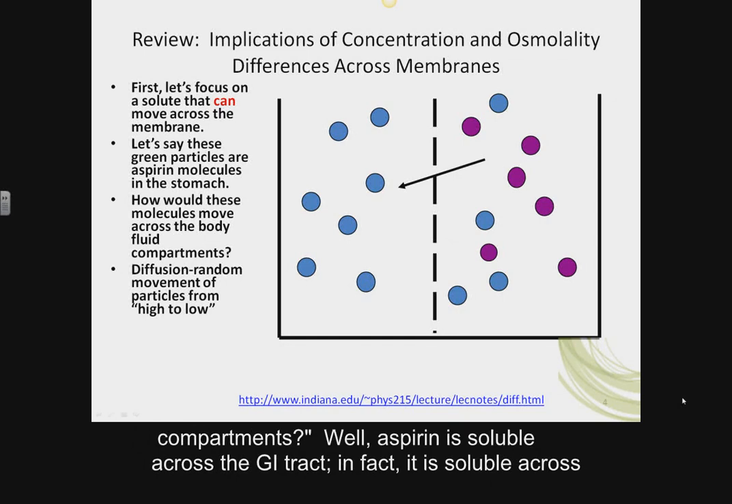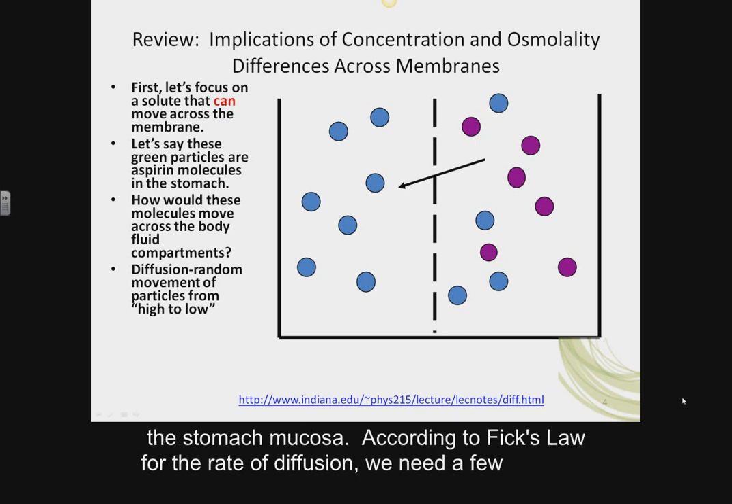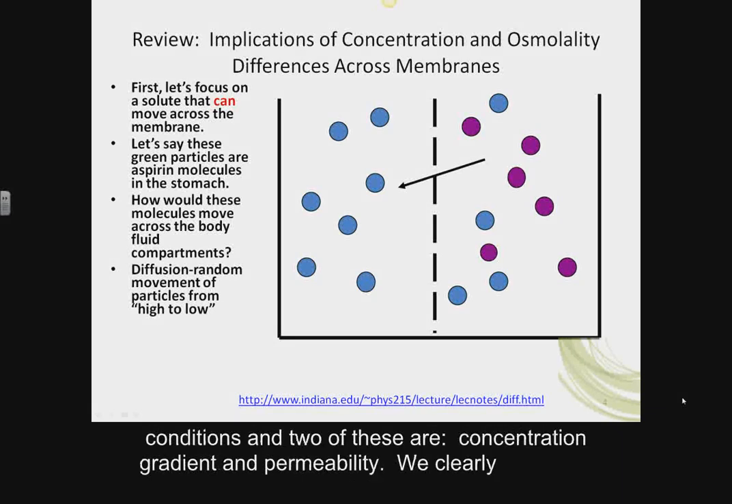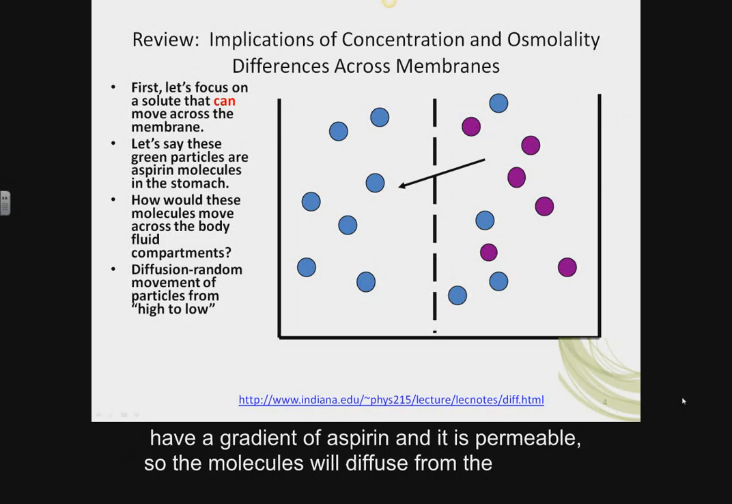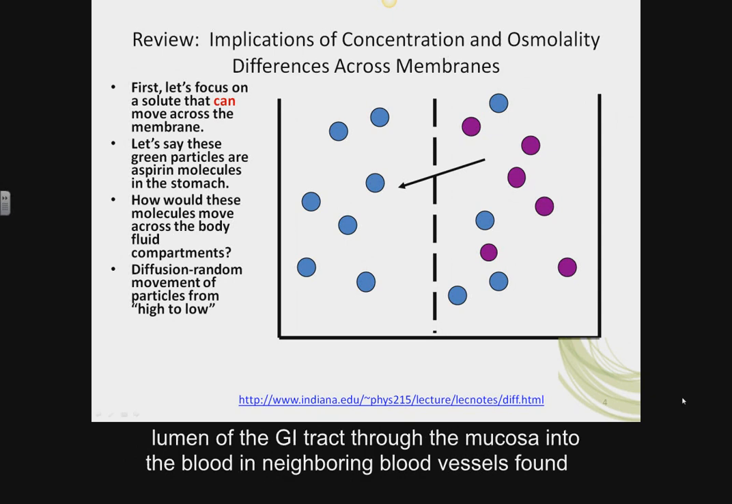Well, aspirin is soluble across the GI tract. In fact, it is soluble across the stomach mucosa. According to Fick's law for the rate of diffusion, we need a few conditions, and two of these are concentration gradient and permeability. We clearly have a gradient of aspirin, and it is permeable. So the molecules will diffuse from the lumen of the GI tract through the mucosa into the blood in neighboring blood vessels found in the submucosa.